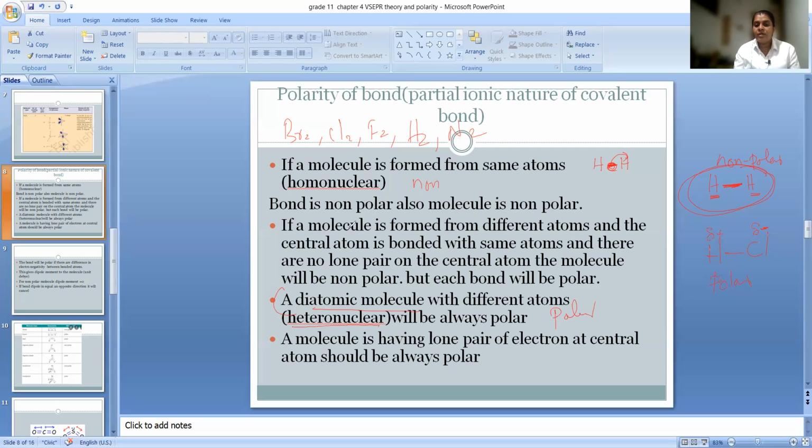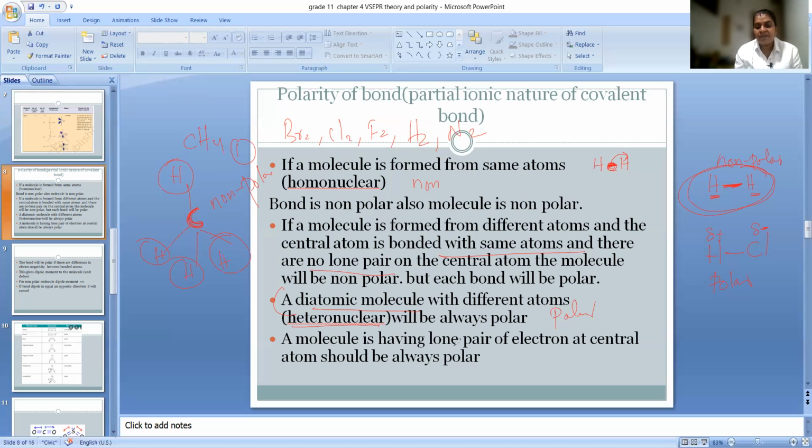Now, if you are taking a molecule, for example, CH4, the carbon atom is the central atom, connected with 4 other atoms. But here, what is the condition? All these atoms must be the same. One condition: all the atoms are the same atom. And the central atom has no lone pair, another condition. In such a condition, it should always be non-polar because all the bond dipoles will cancel. Okay, that is the reason.